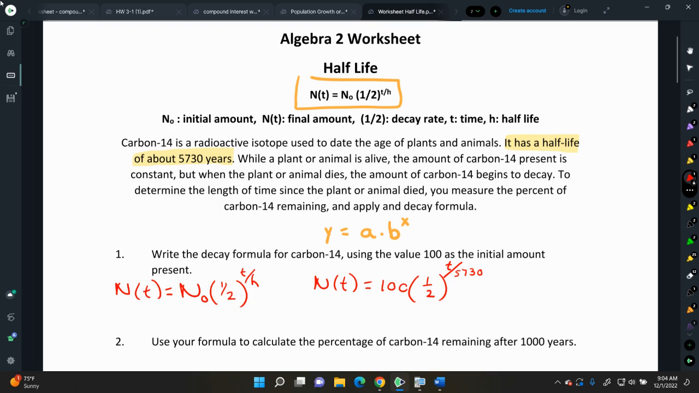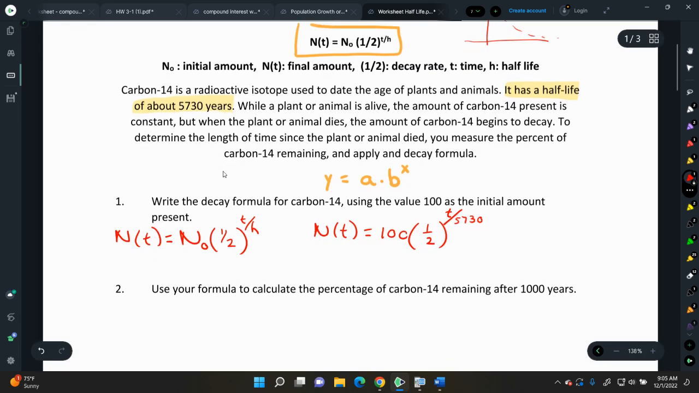So what I want you to understand is that this is an exponential function. I just showed you that little graph using our silly little example. That's an exponential decay function. Half-life is an exponential decay function. Use the formula to calculate the percentage of carbon-14 remaining after 100 years.